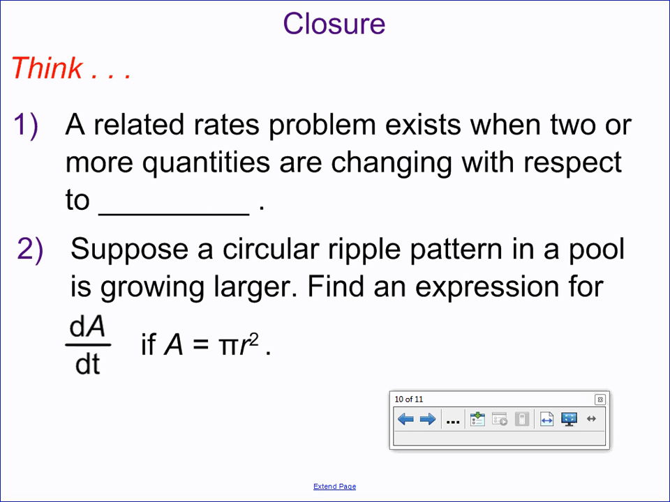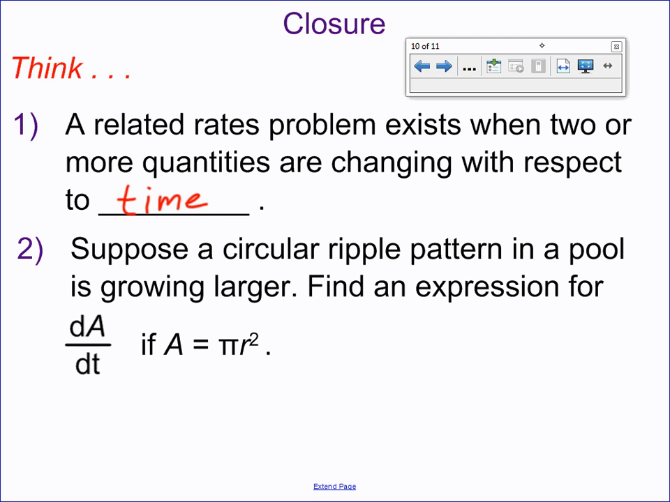Okay, so a related rates problem exists when two or more quantities are changing with respect to blank. Savannah? Time. Time, right? That's our related rates. Let's suppose a circular ripple in a pool is growing larger. Find an expression for dA/dt. All right, so let's start with our original equation. In the latter problem with Jackie and Michaela's data, we started with x squared plus y squared equals 100 squared. Here, we're starting with A equals pi r squared.